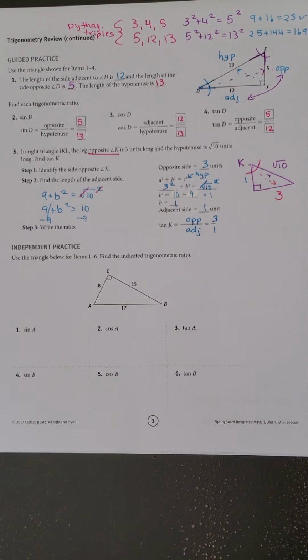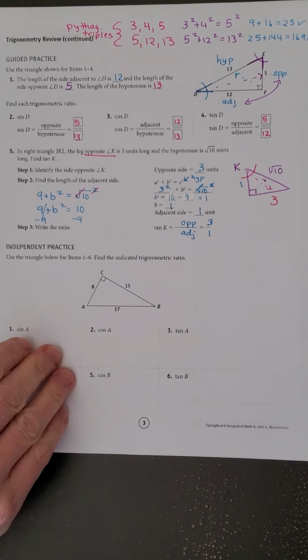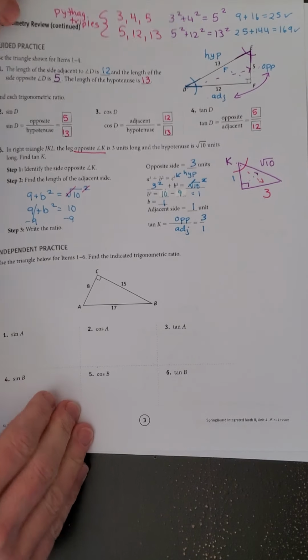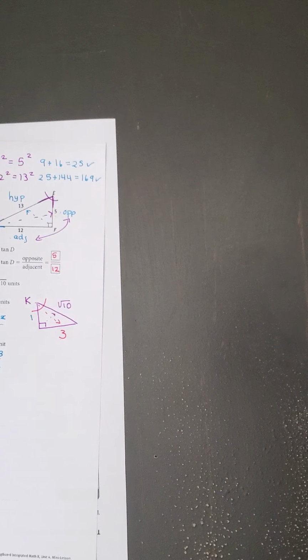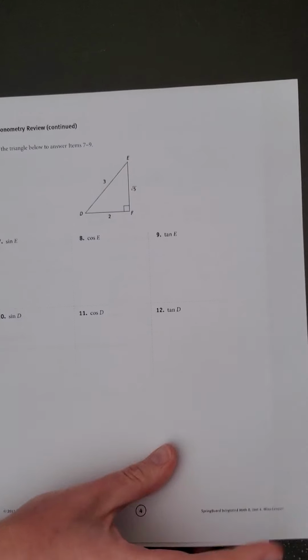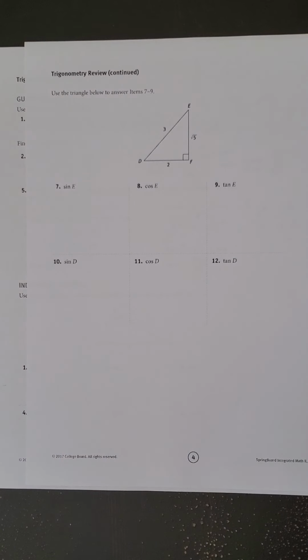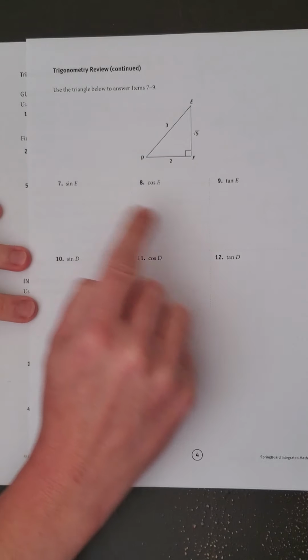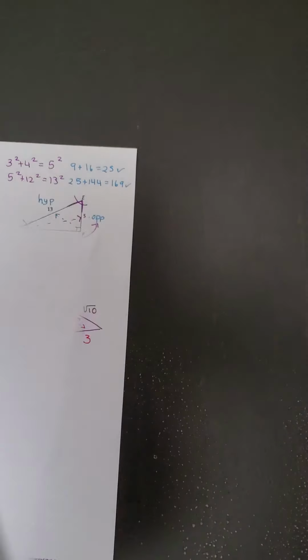All right, guys, you have some independent practice. As you can see, numbers 1 through 6. And then also on the back, you have numbers 7 through 12. We have one more example to go through.